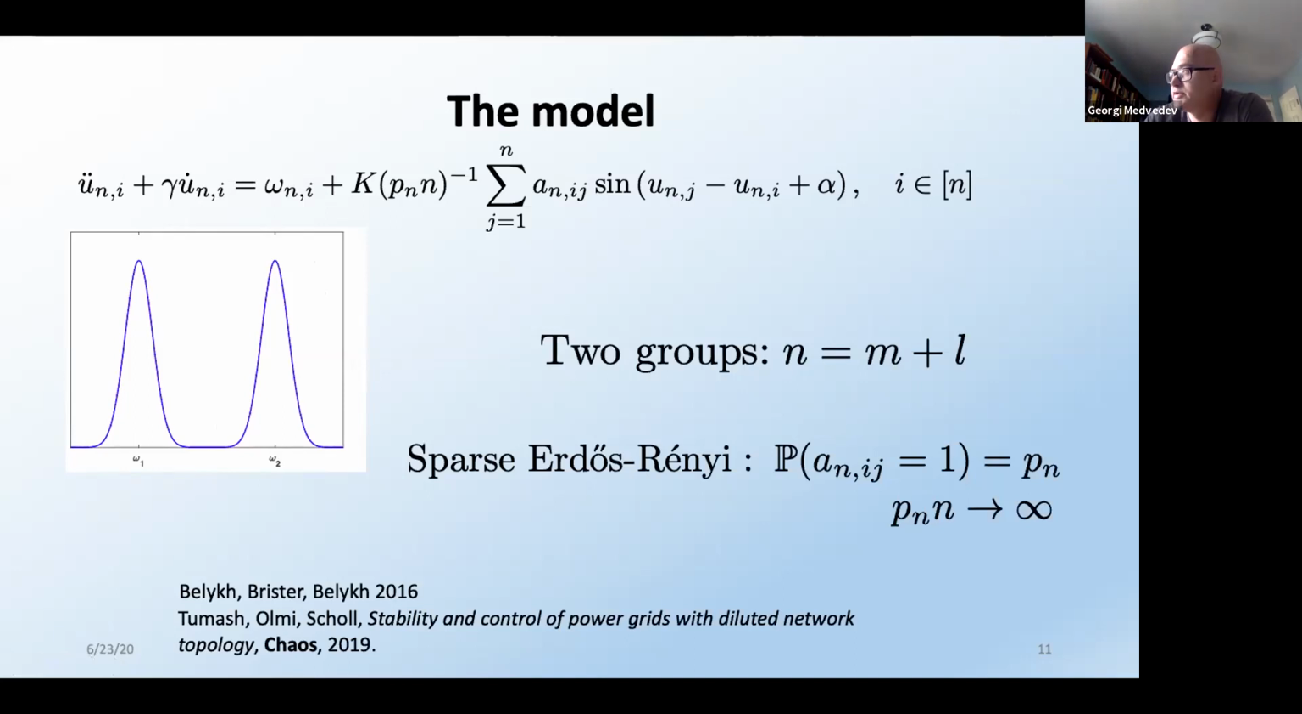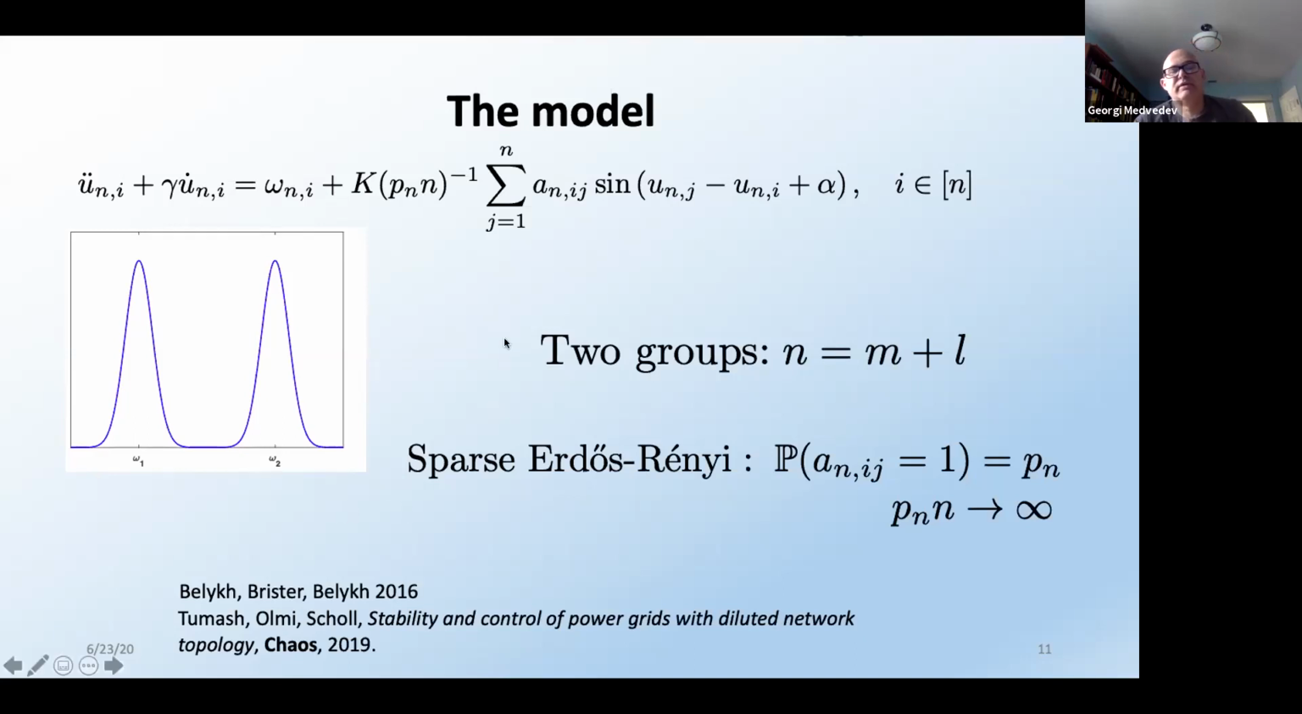But I just want to say that this bimodality is by no means necessary for generating these two cluster states. And even for analytical purposes, with more work, one can get rid of this assumption. But at this point, we think this is a reasonable assumption.